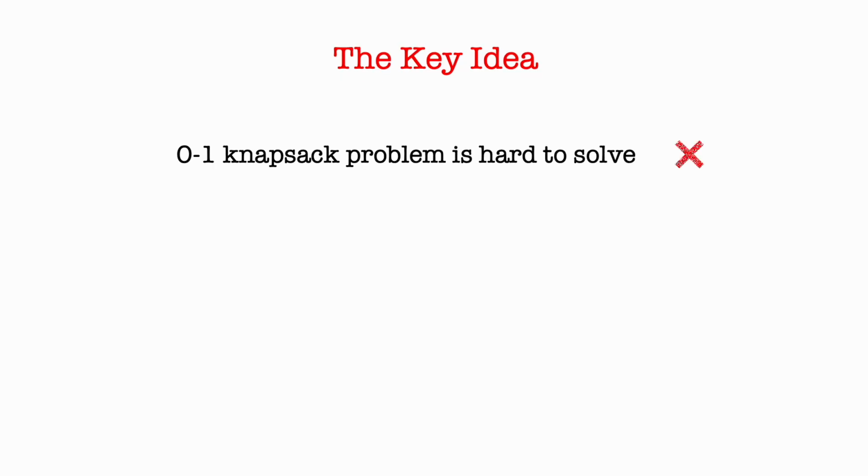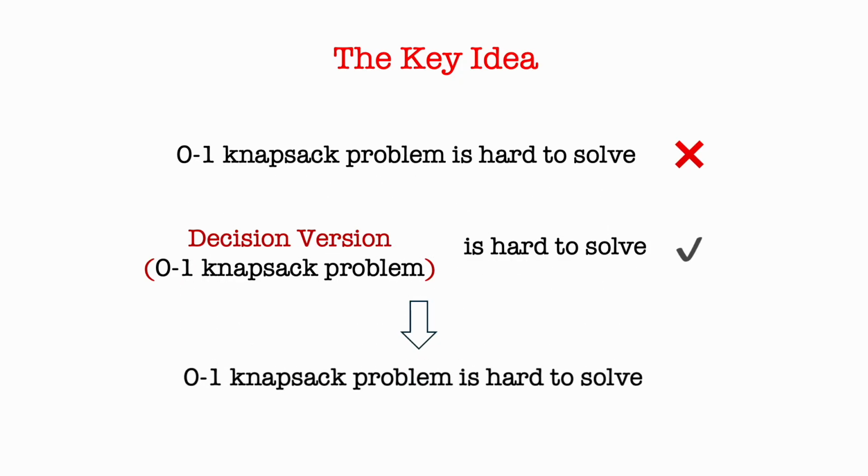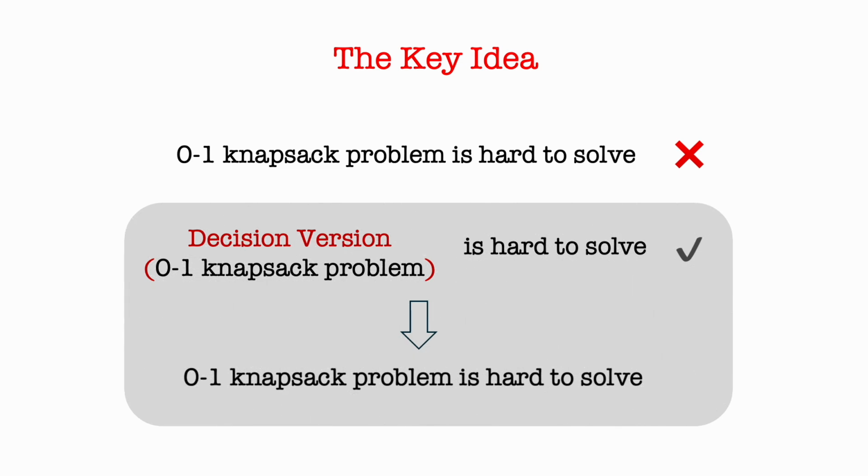The key idea here is that we are not going to directly prove that the zero-one knapsack problem is hard to solve. Instead, we will first prove that the decision version of the zero-one knapsack problem is hard. Once we establish that, we can then conclude that the original zero-one knapsack problem is also hard to solve.